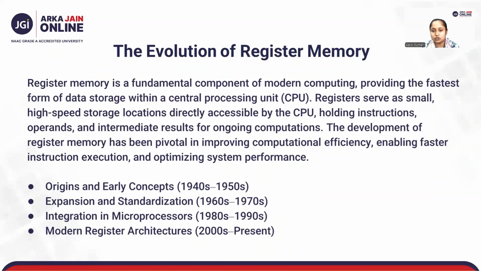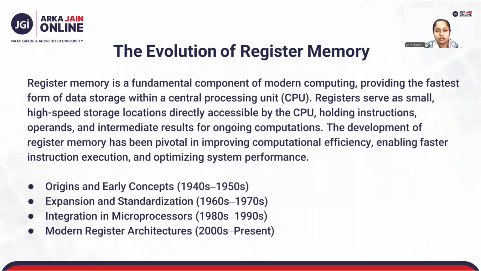Register-based addressing. The use of registers for direct memory addressing improved instruction execution speed. Pipelining processing. The emergence of instruction pipelining in architectures like the IBM System 360 leveraged registers to streamline computation. By the 1970s, most commercial processors incorporated a register file containing multiple general purpose registers, significantly enhancing processing capabilities.